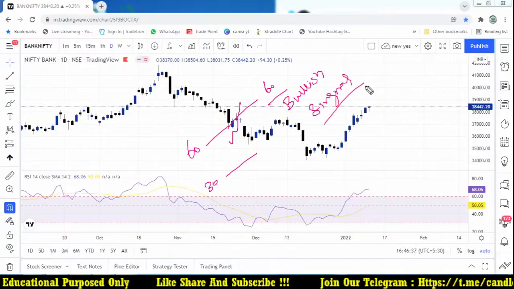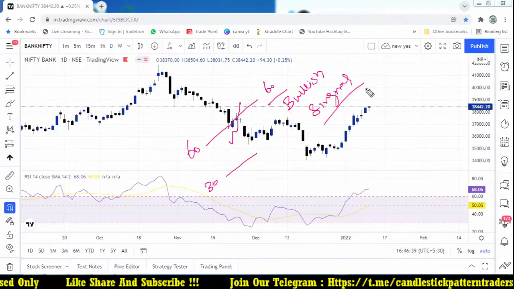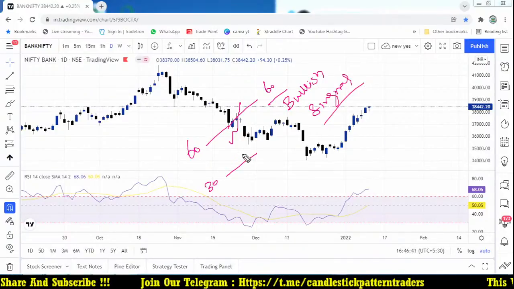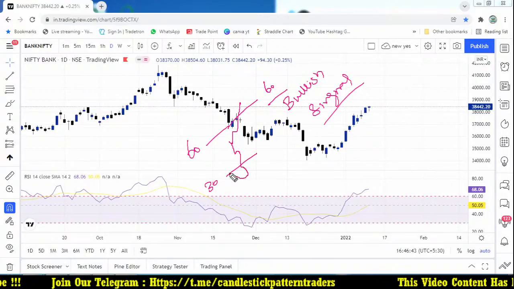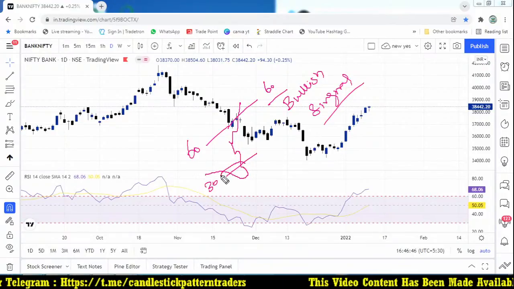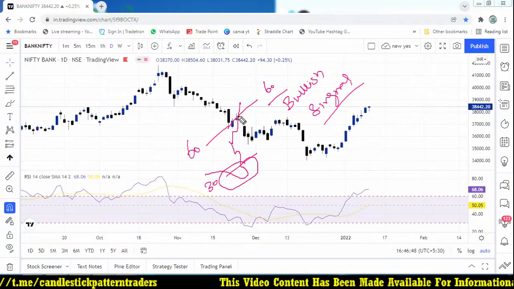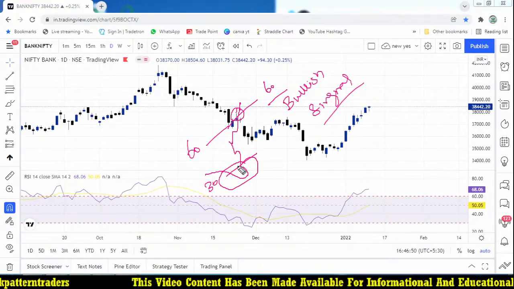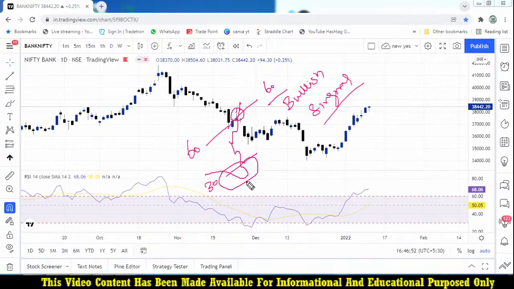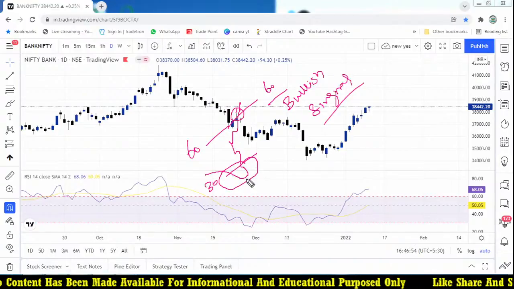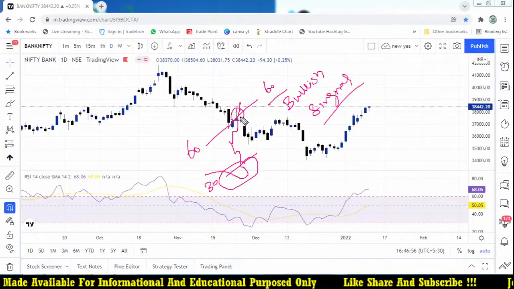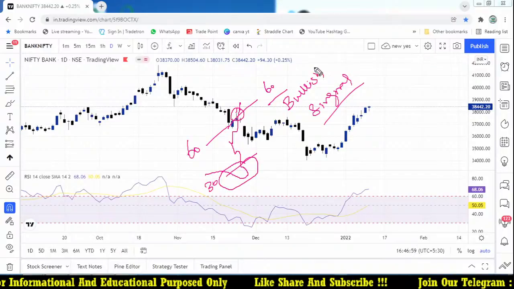I took that as a bullish signal. But there is a condition: the previous RSI must be below 30. Whenever it crosses above 60, the previous RSI must have touched or gone below the 30 level and then bounced back to 60. That is a perfect bullish signal.